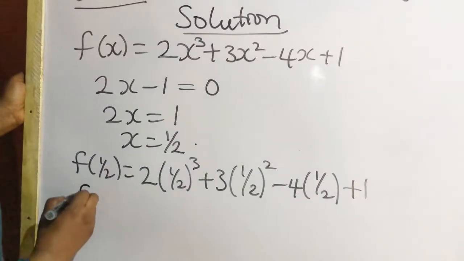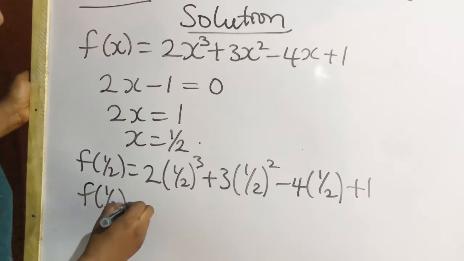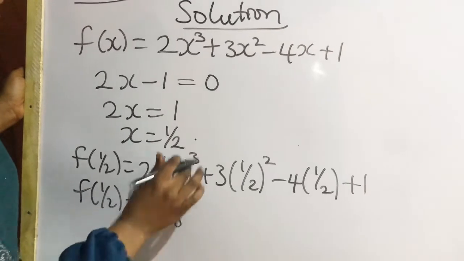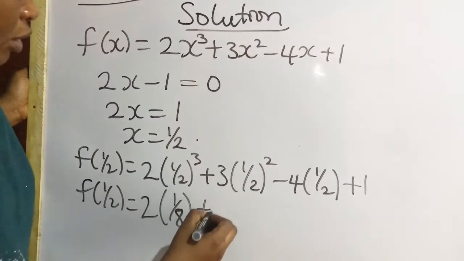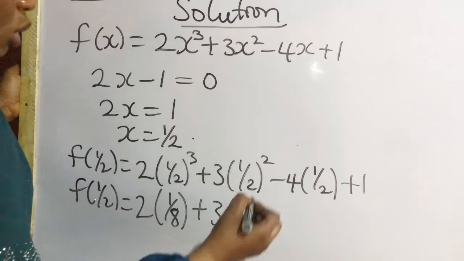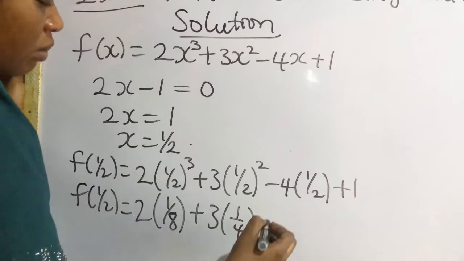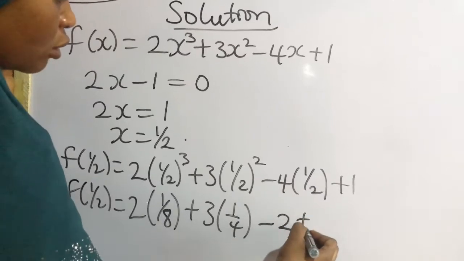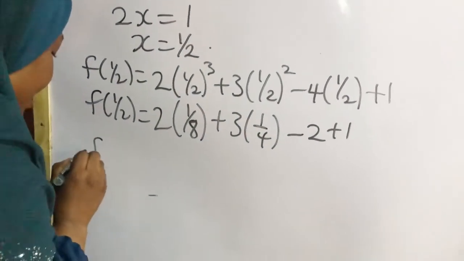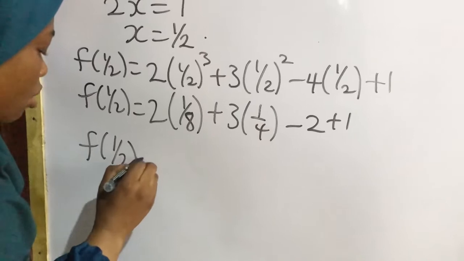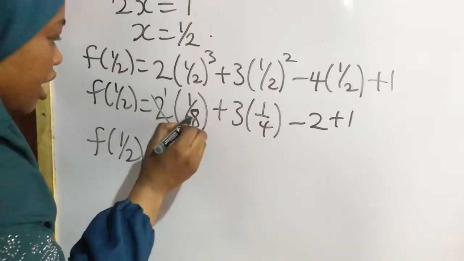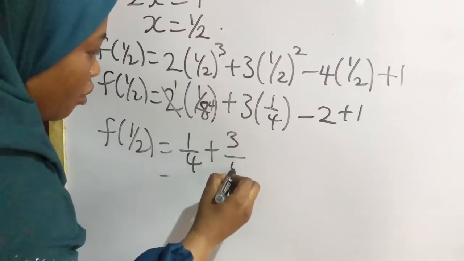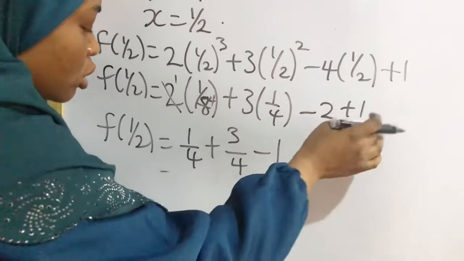So f of 1 over 2 is equal to 2 multiplied by 1 over 8. 1 over 2 cubed is 1 over 8. Then plus 3 multiplied by 1 over 2 squared, which is 1 over 4. Then minus 4 multiplied by 1 over 2 gives minus 2, then plus 1. f of half will be equal to 2 over 8, which is 1 over 4, plus 3 over 4, then minus 2 plus 1 gives minus 1.